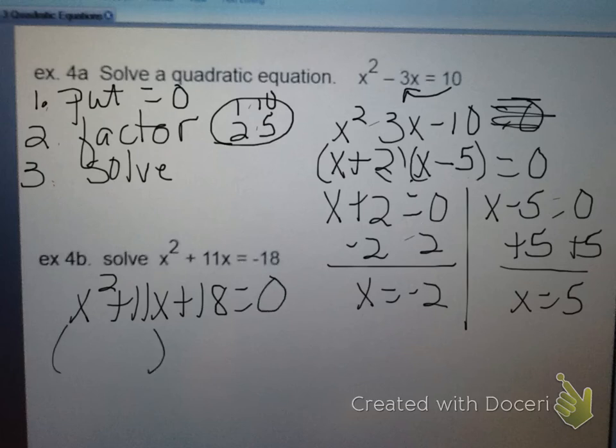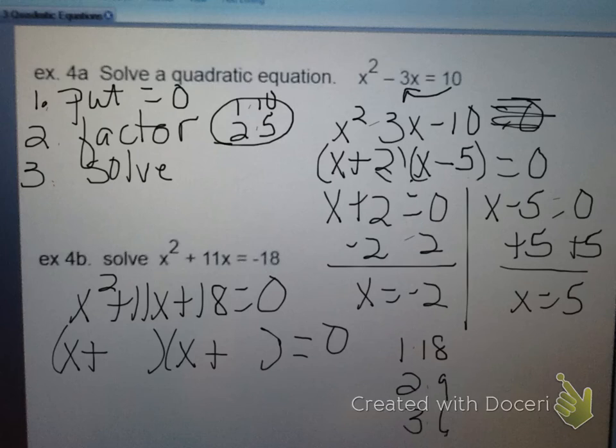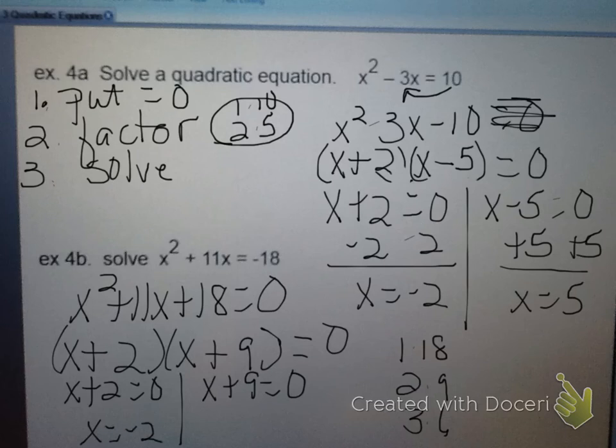Make my two binomials. My signs are going to be the same. Factors of 18 that add to get 11 is 2 and 9. Now put each one equal to 0. Take them out of the binomial. Put each one equal to 0. And we should be able to do this in our head. We're going to subtract 2, so x is equal to negative 2. And then subtract 9, x is equal to negative 9.